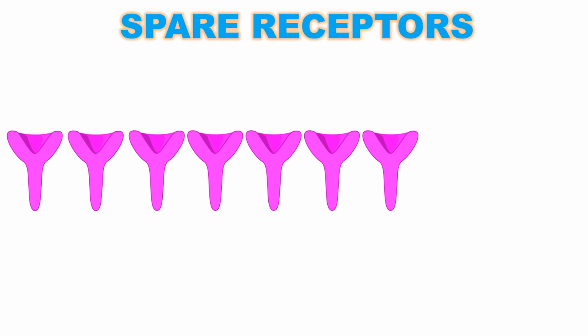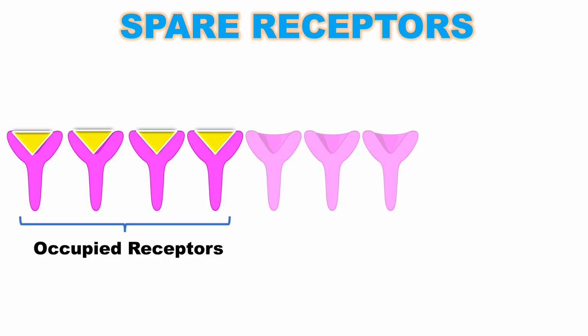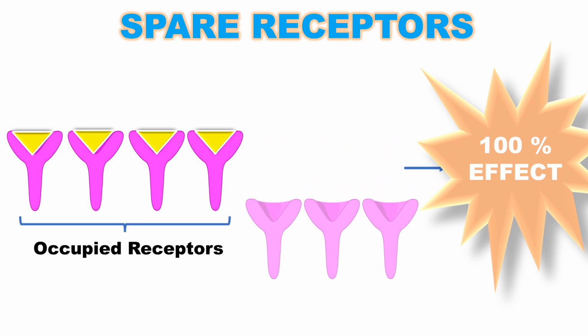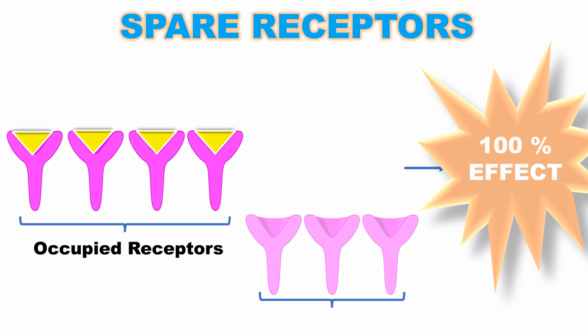Drugs capable of producing the maximum possible effect are called full agonists, while some agonists achieve their maximal effect when binding to less than 100% of available receptors. In such cases, the remaining unoccupied receptors are referred to as spare receptors.